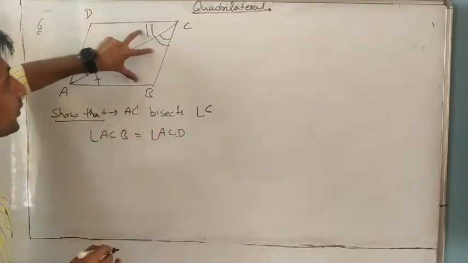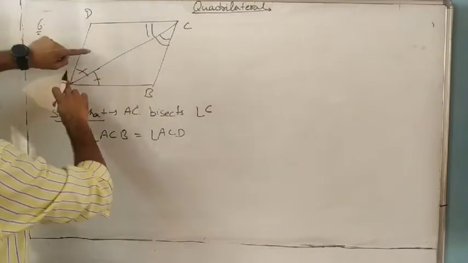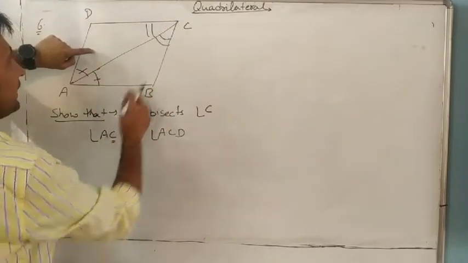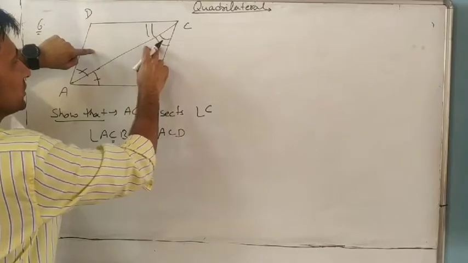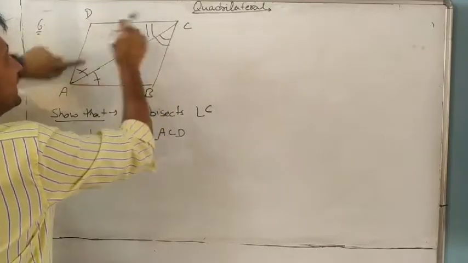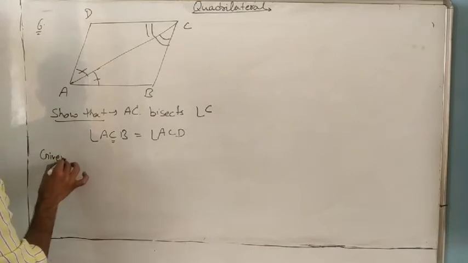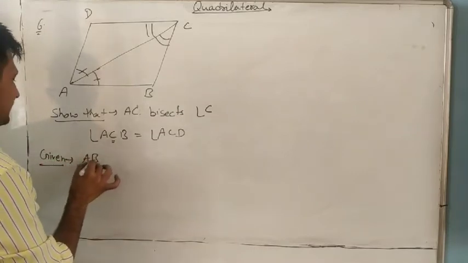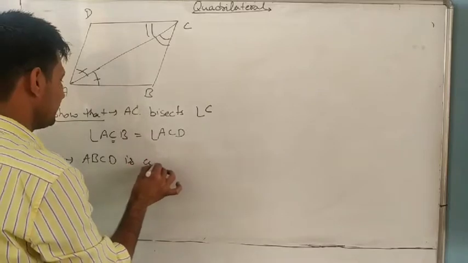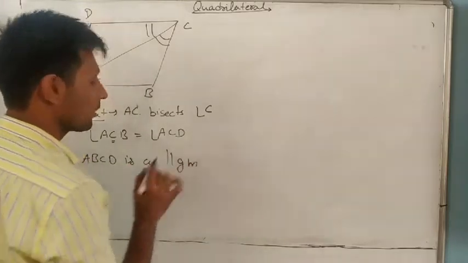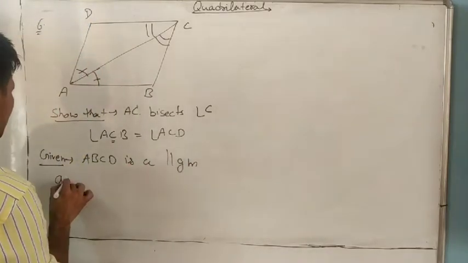So we want to prove that these two angles are also equal: ACB to this one, and ACD to this one. So we want to prove that. Given, so always first we will write given. Write ABCD is a parallelogram, and what is given?